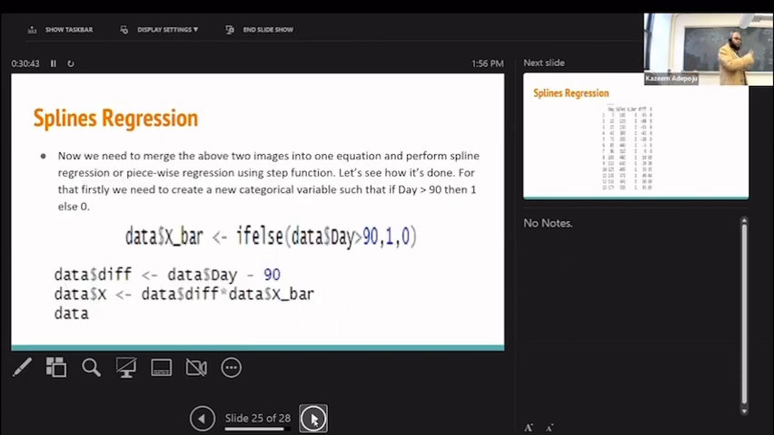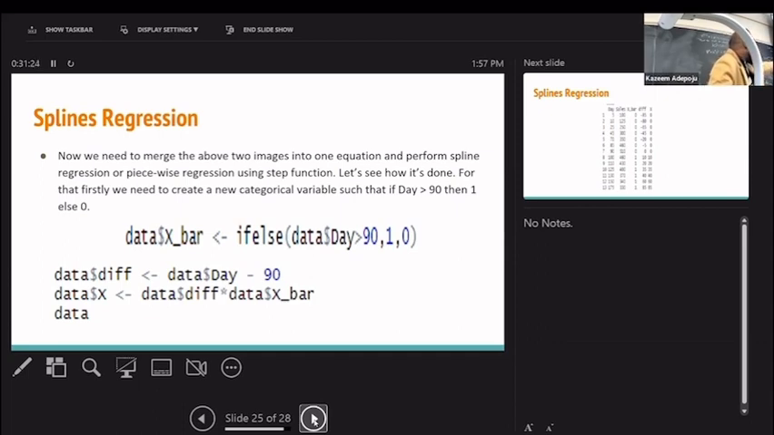Now let's see. I want to code now. I want you to pay attention to this code. It's very, very easy. Since we're partitioning our data set into two, I'm going to use IFELSE for categorization. Then I'm going to say data$day greater than 90, 1, 0. Why do I have 1 and 0? Maybe 1 is the situation where it is greater than 90, and 0 the situation where the value is less than 90.